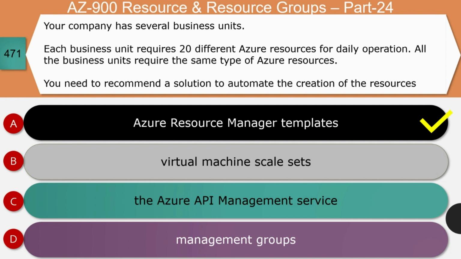Let's see the reason. Azure Resource Manager templates are JavaScript Object Notation, or JSON, files that define the infrastructure and the configuration for your project. The template uses declarative syntax, which lets you state what you intend to deploy without having to write the sequence of programming commands to create the resources. In the template, you specify the resources to deploy and the properties for those resources. It provides uniformity that can be used across the business units. And so option A is the right answer.